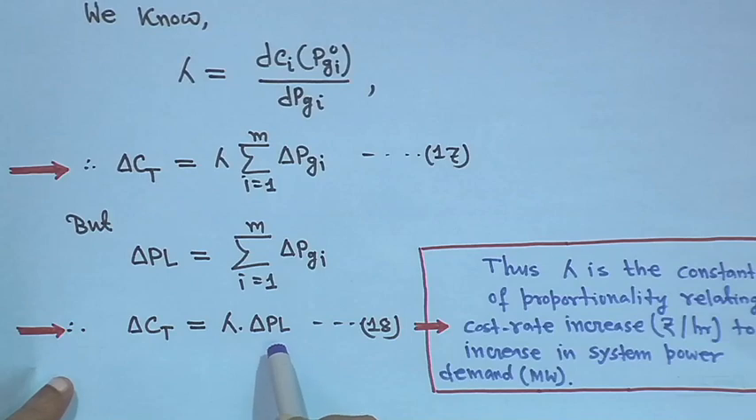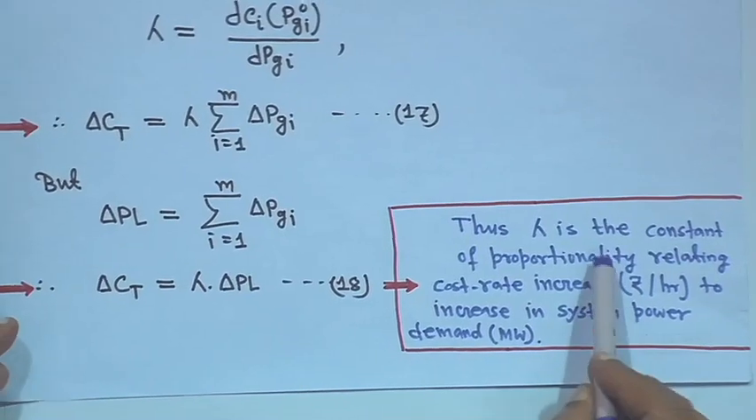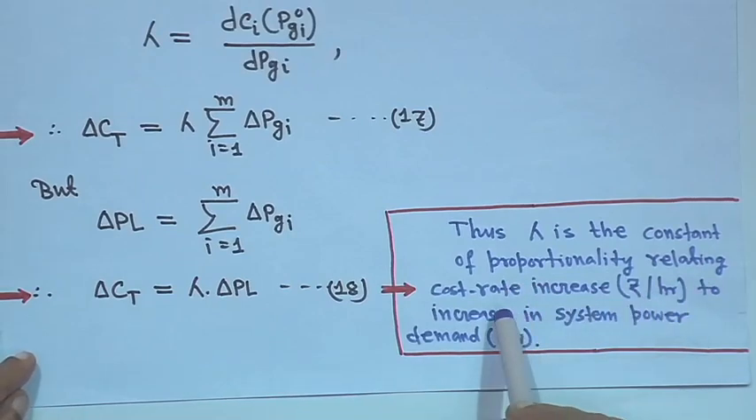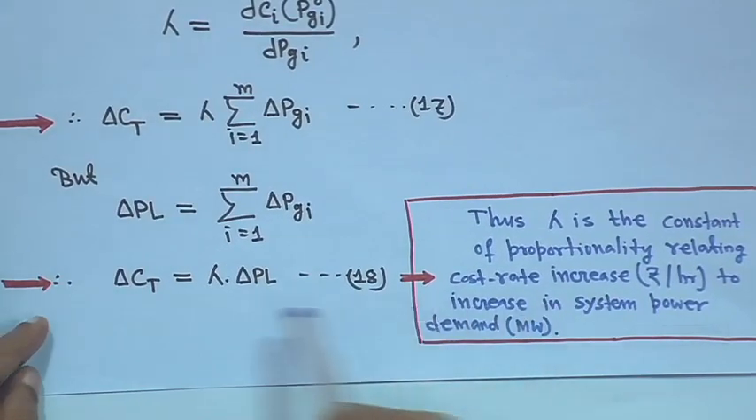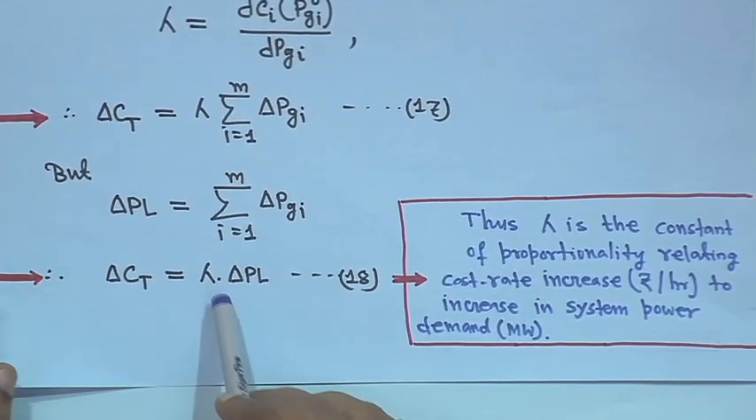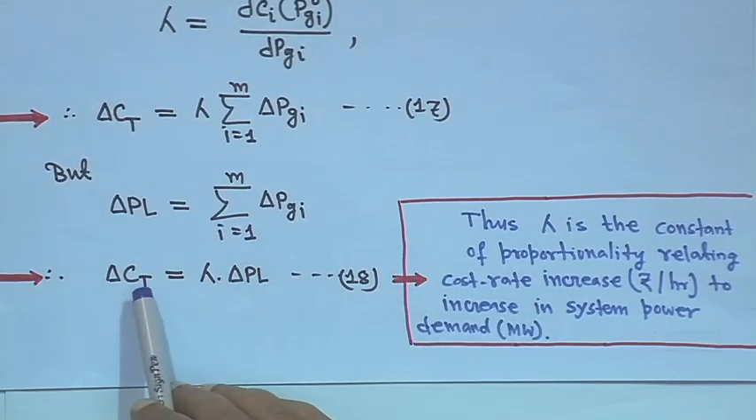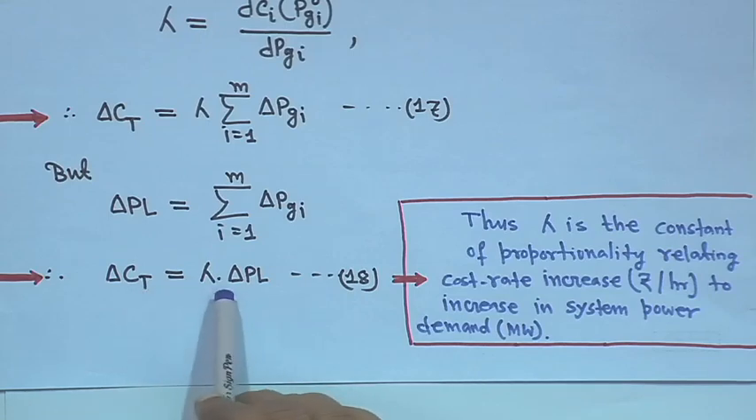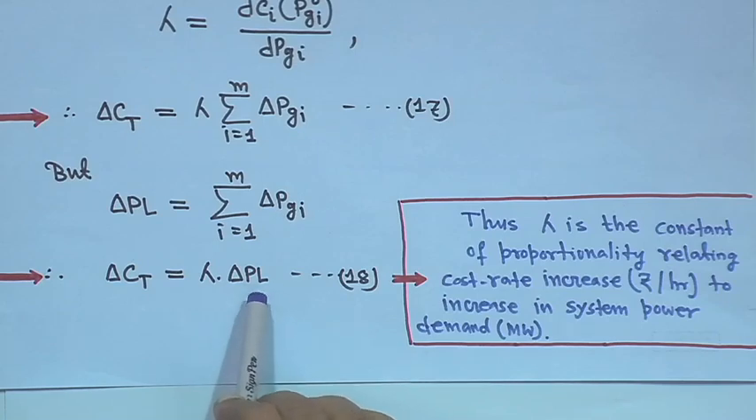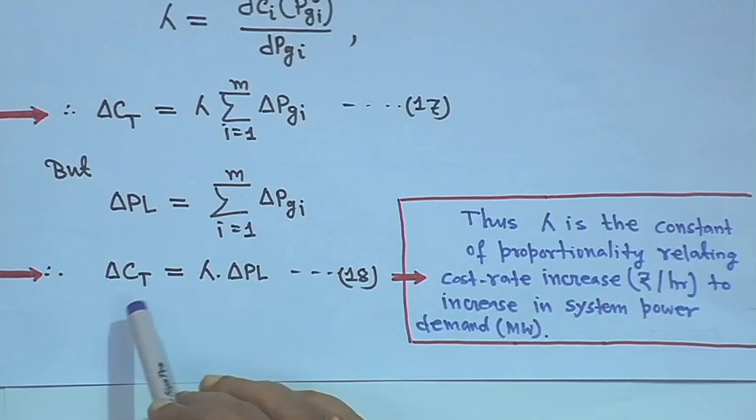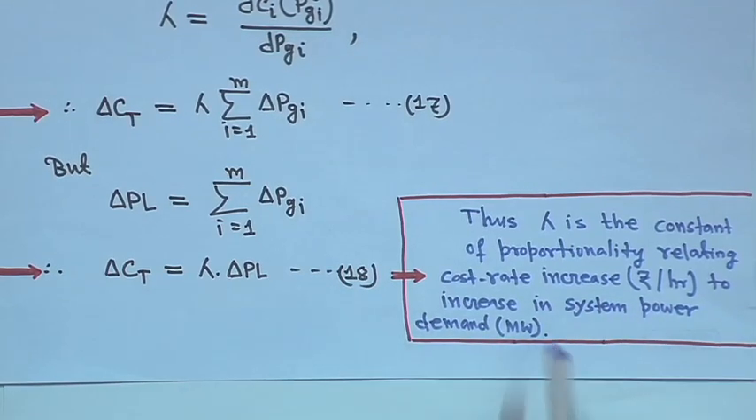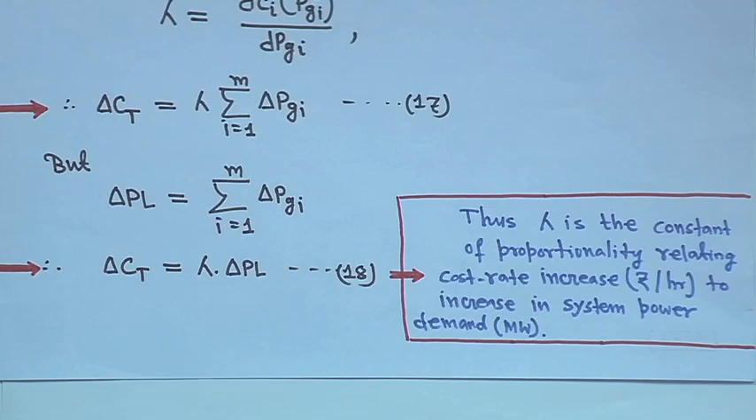What does it mean? Thus lambda is the constant of proportionality relating the cost rate increase, that is rupees per hour, to the increase in system power demand. So, that is another significance of lambda: when load has changed, delta CT is directly proportional to the total change in load delta PL, and that proportionality constant is lambda. The increase in system power demand is in megawatts. This is the physical significance of lambda also.